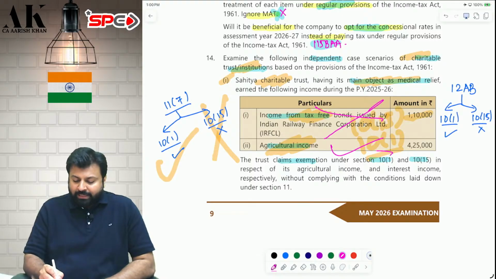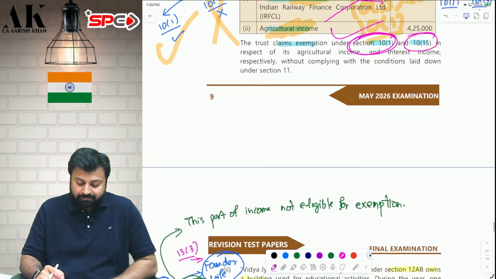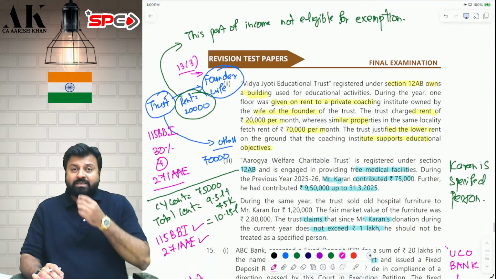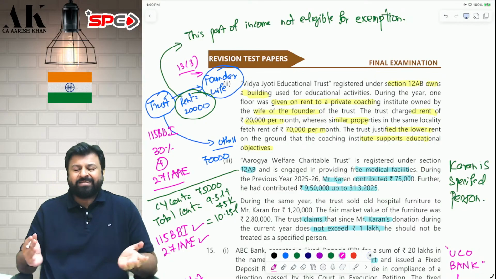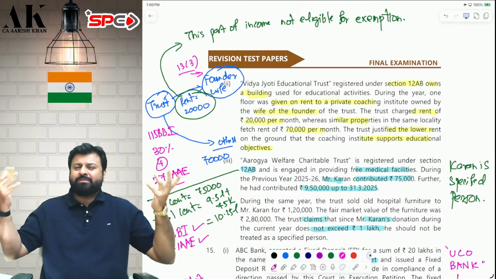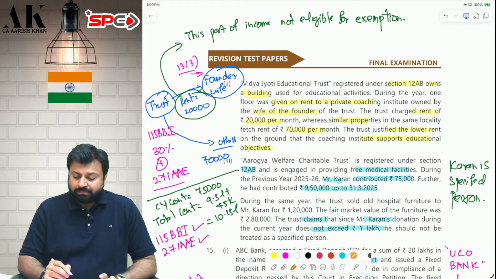The institute has already given the section numbers: the first one is covered under 10(15), the second one is covered under 10(1). So they have also given the section number, so it's okay. If they would not have given the section number, then there would have been some problem. We need to think about where it is exempt. But anyways, anything apart from agriculture income is not eligible. You have to think like that. You don't have to remember each and every section.